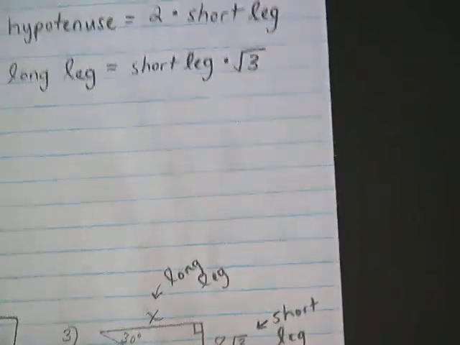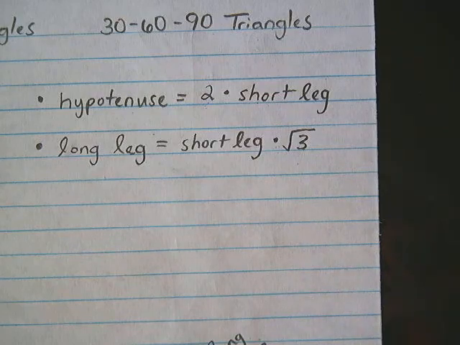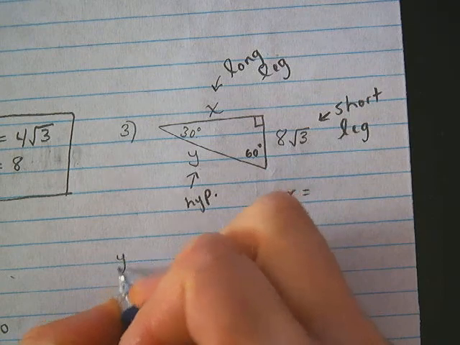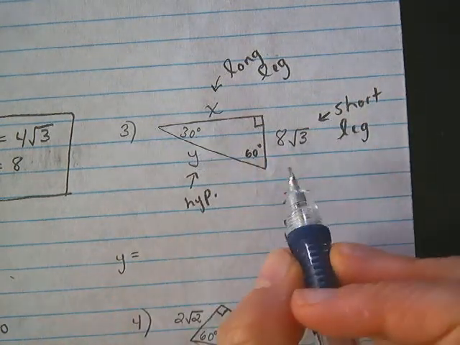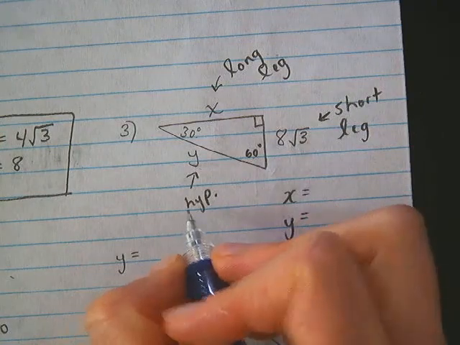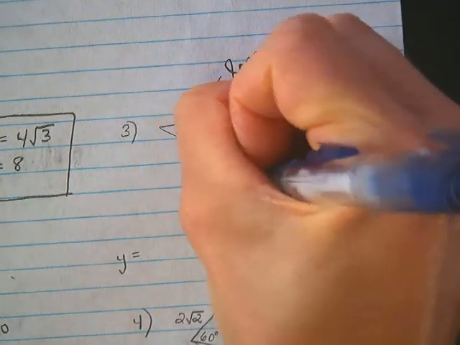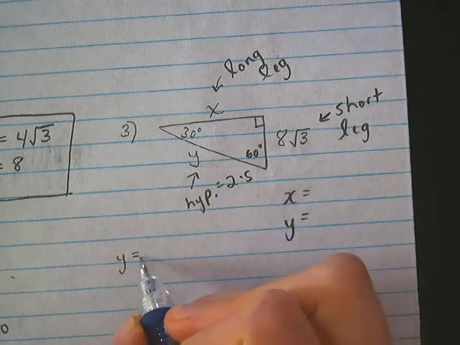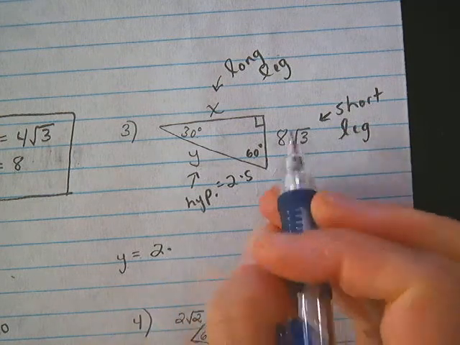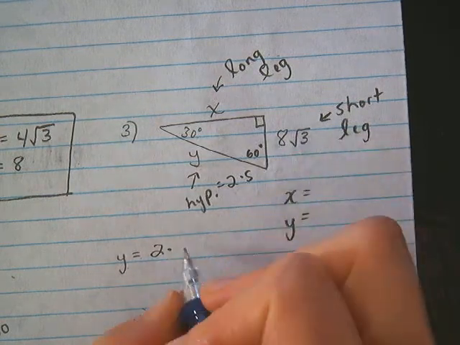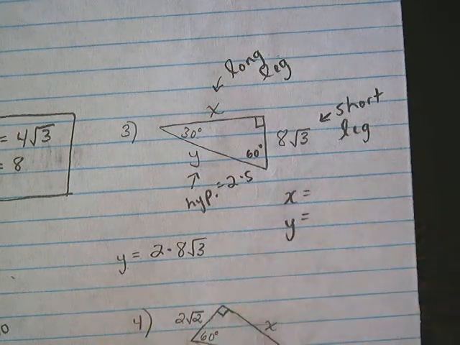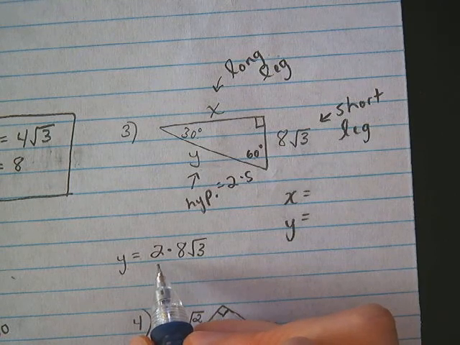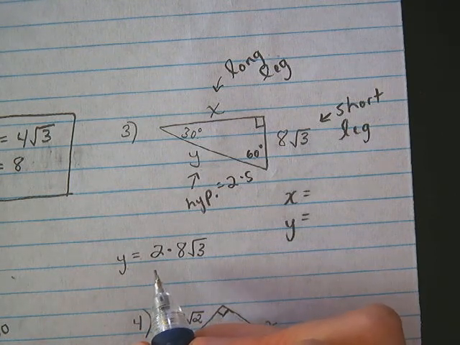So remember, for the hypotenuse, I just have to take 2 times the short leg. And so I'll go to the side and do a little bit of work here because I'm going to have to simplify a little bit, okay? So the hypotenuse is equal to 2 times whatever the short leg is. So my hypotenuse is y. So y would equal 2 times, well, my short leg is all of this right here. So I'm just going to bring it down here, 8 square root 3, all right?